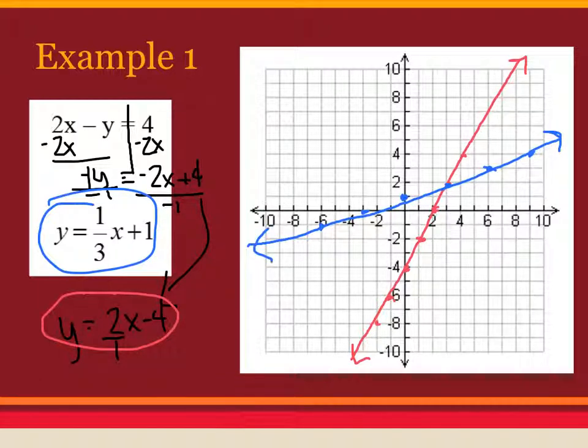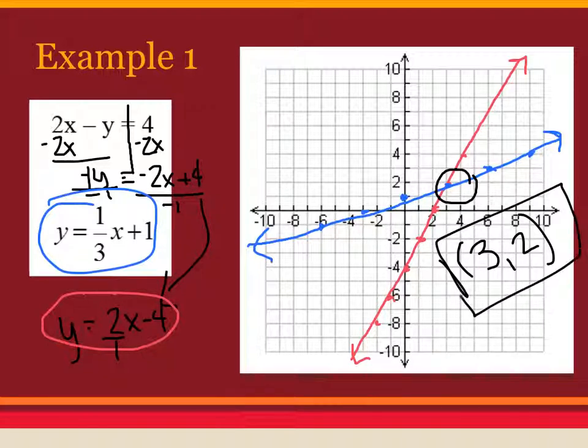Now, the solution to a system of equations is an ordered pair that would work in both equations. So in this problem, our ordered pair that is on both lines, that works in both equations, is right here where they intersect. So their point of intersection is the solution. This ordered pair is 3, 2. So our solution to this system of equations is the ordered pair 3, 2.